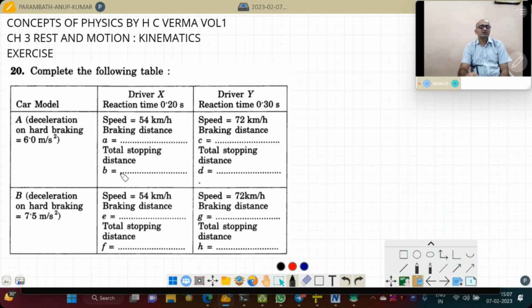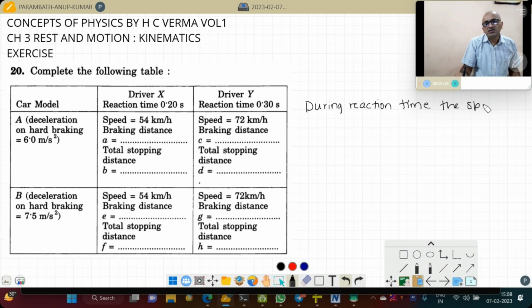What is the braking distance? What is the total stopping distance? What is the braking distance here? What is the total stopping distance? Students, we have to understand that during the reaction time, I am writing it down here, the speed of the vehicle does not change.